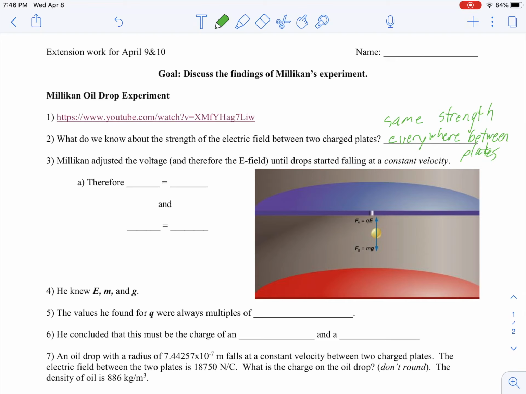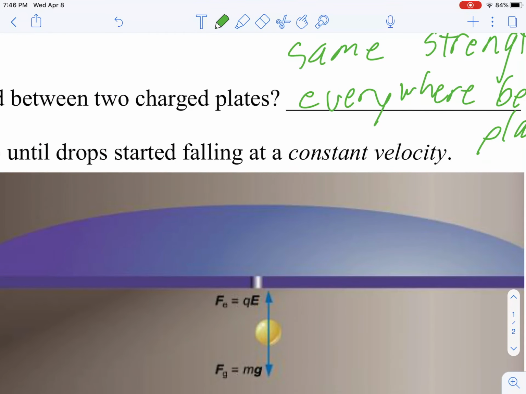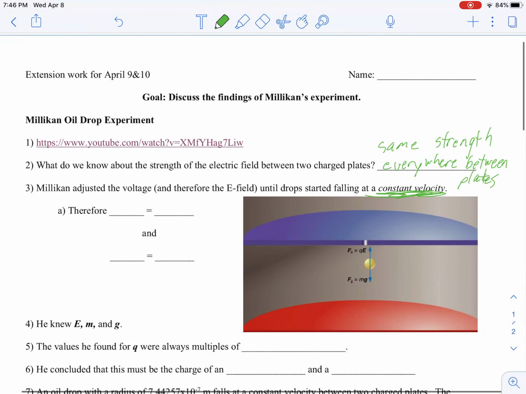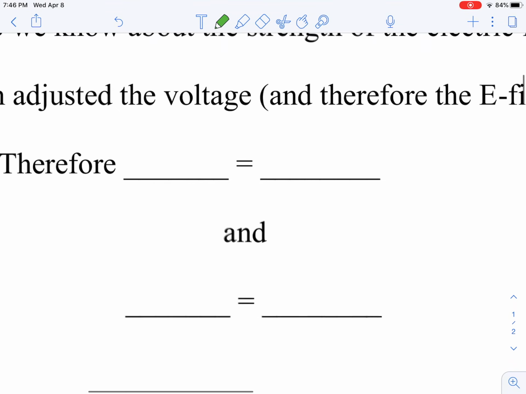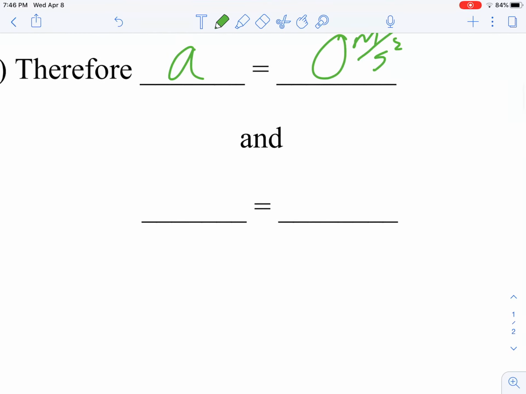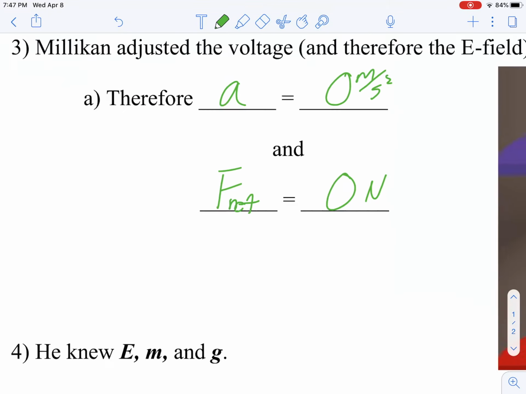So Millikan played around with the voltage, and therefore the electric field, changing it: more voltage, stronger electric field; less voltage, less electric field, until the oil droplets started falling at constant velocity. A lot of people think that the oil droplets were suspended. Sometimes they were motionless, but constant velocity was the important thing. Because if objects have a constant velocity, we know that the acceleration equals what? 0. Therefore, the net force equals 0.